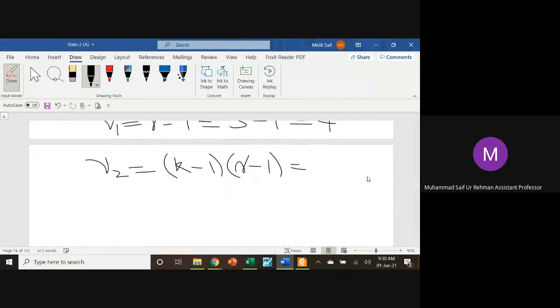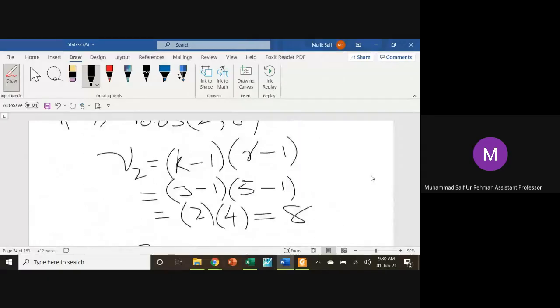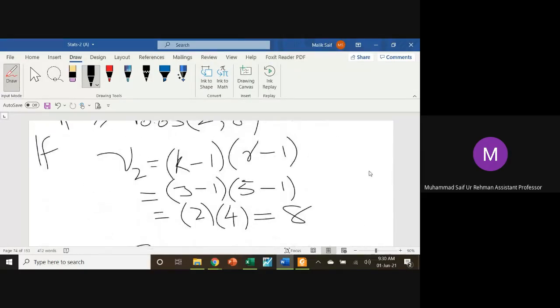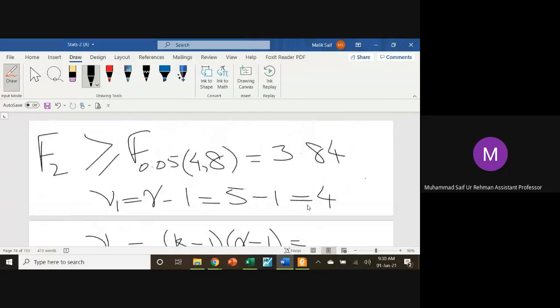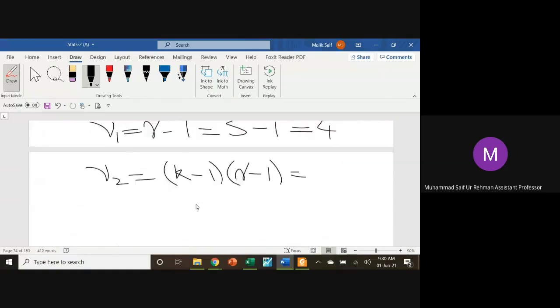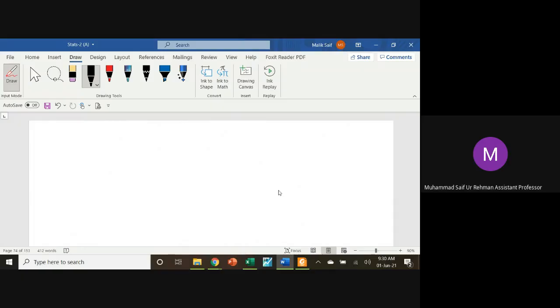So what you will write down over here is the decision rule. If the calculated F statistic exceeds the critical value, the first rule is to reject H naught bar. And if F2 is larger than the critical value, what you will do? Reject H naught double prime. So this is the decision rule that you will set.